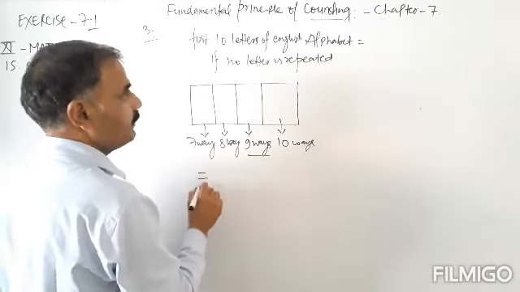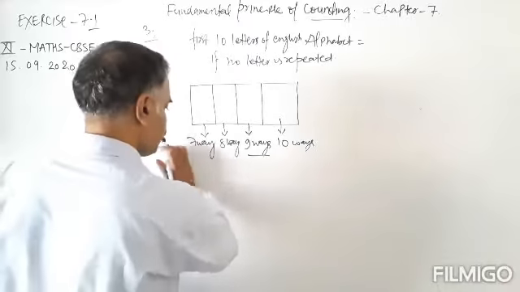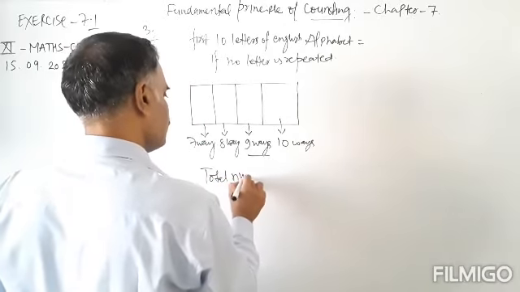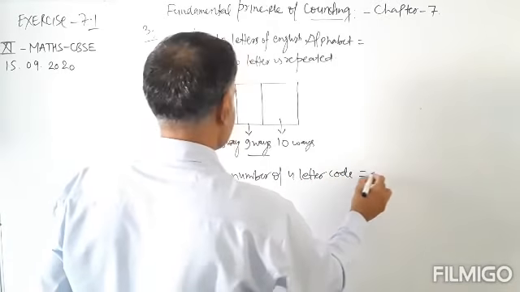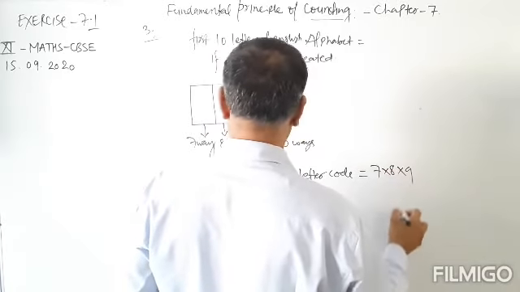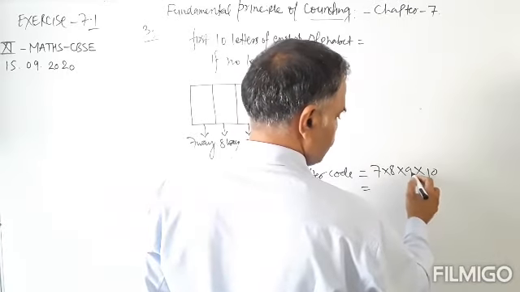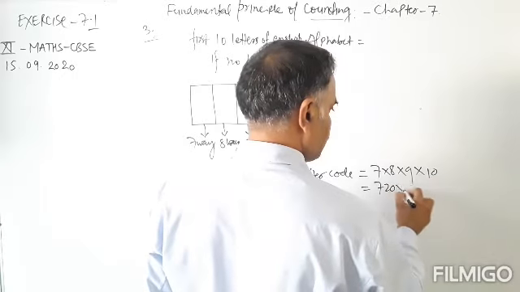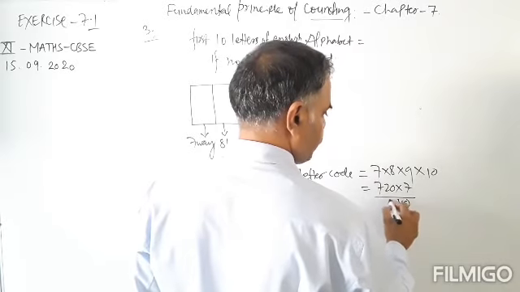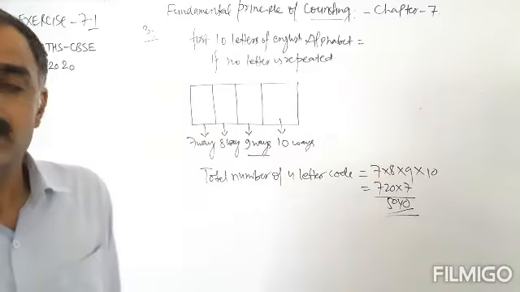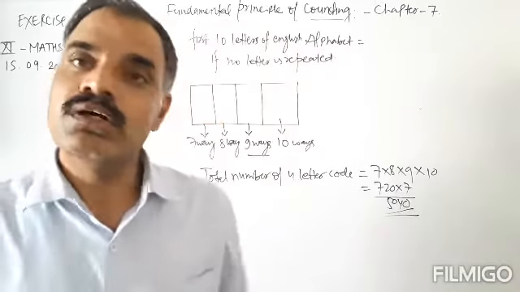So the total number of 4-letter codes is equal to 7 into 8 into 9 into 10. 8 9s are 72, 72 into 10 is 720, 720 into 7 is 5040. So the total number of 4-letter codes using the first 10 letters of the English alphabet is equal to 5040.